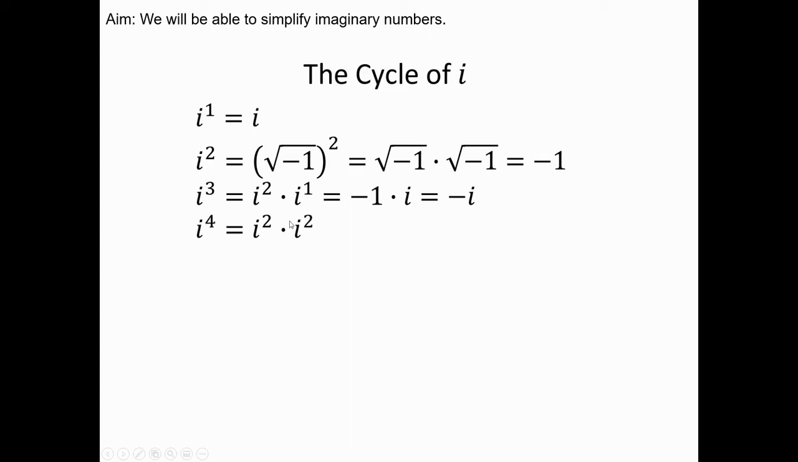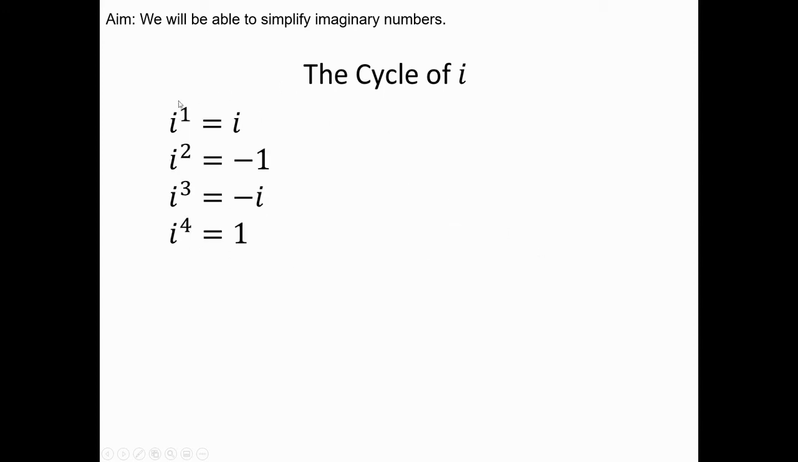i to the 4 is just i squared times i squared, right? 2 plus 2 is 4. And we know i squared is negative 1, so that's negative 1 times negative 1. And that creates a 1. See this, guys? It loops. i, negative 1, negative i, 1. And then if I found another one, it would just loop back to i to the 4 and a single i. So I want to shorten this right here.